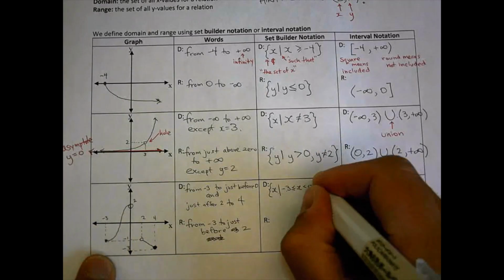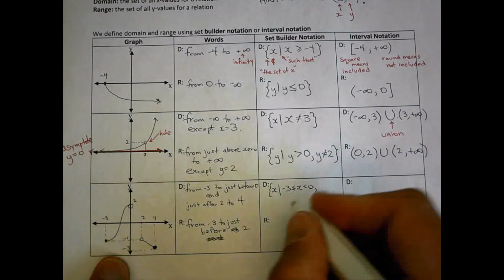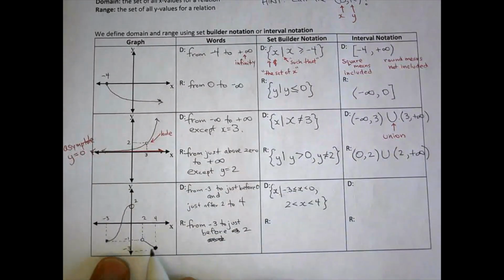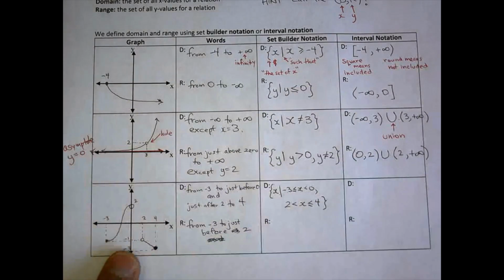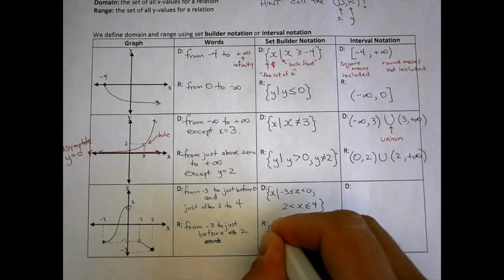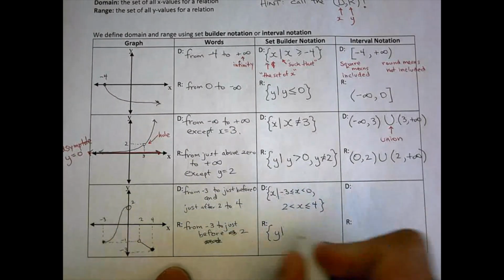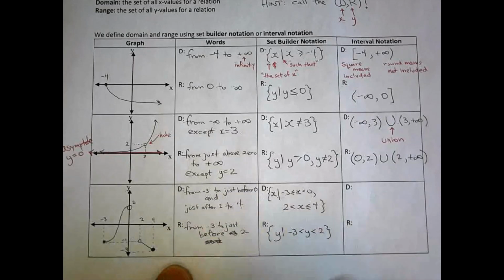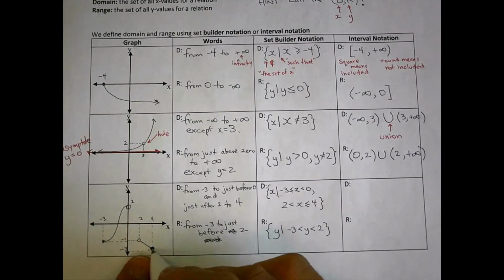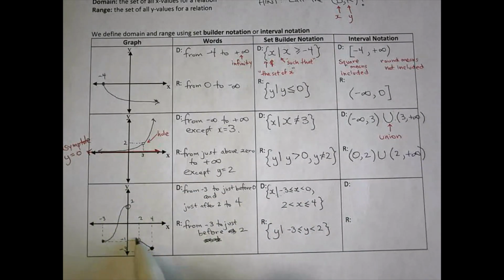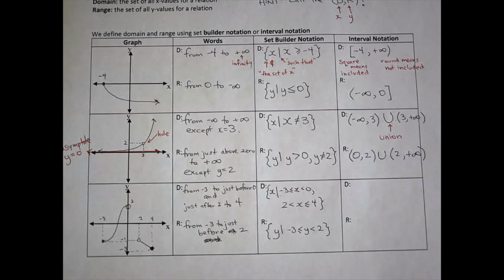But that's not all. There's also all the x's between 2 and 4. However, 2 is not included, but 4 is, so I write it like that. The range is all the y values such that this is from -3 to 2. But we know that this point at -3 is included, and the 2 is not included. Again, this is confusing because it jumps, but it still includes all of these values. All the y values in between are part of my range.